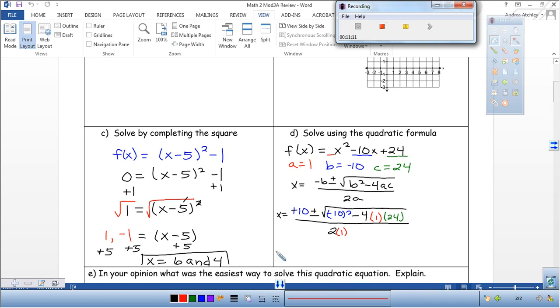Now it's just going to get simplified. I'm going to get x equals 10 plus or minus the square root. Negative 10 times negative 10 is a positive 100. And then negative 4 times 24 is 16, 8, 96. And it stays negative because it's a negative times a positive, so negative 96. And it's all over 2 times 1.